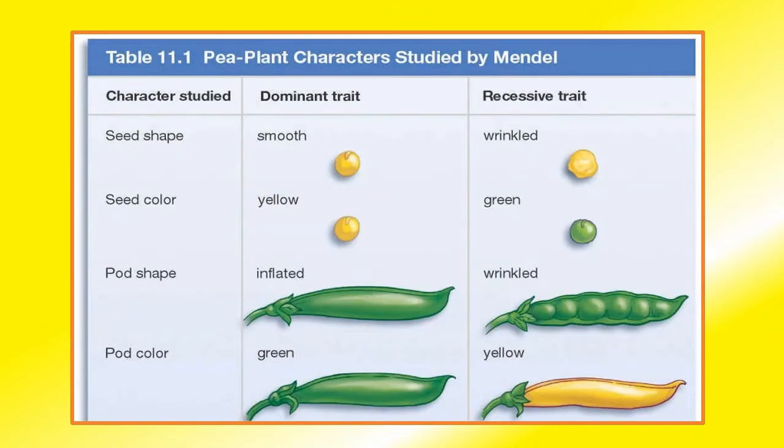Now the 7 pairs of contrasting characters studied by Mendel are as follows. So the first character was seed shape. The dominant trait was smooth and the recessive trait was wrinkled. The second character was seed color. The dominant trait was yellow and the recessive trait was green. The third character studied by Mendel was pod shape. So the dominant trait was inflated and the recessive trait was wrinkled or constricted. The fourth character was pod color. So the dominant trait was green and the recessive trait was yellow.